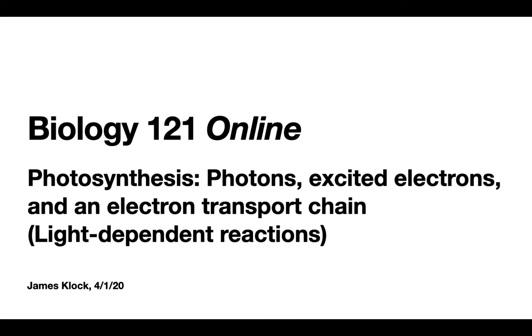Today we're talking about photosynthesis. We're going to go through what are called the light-dependent reactions in photosynthesis. We're going to talk about how photons get absorbed by plant cells to cause excited electrons that move through an electron transport chain, producing NADPH and ATP, which will later be used to form sugars. But we'll get back to the sugars in our next video on Friday.